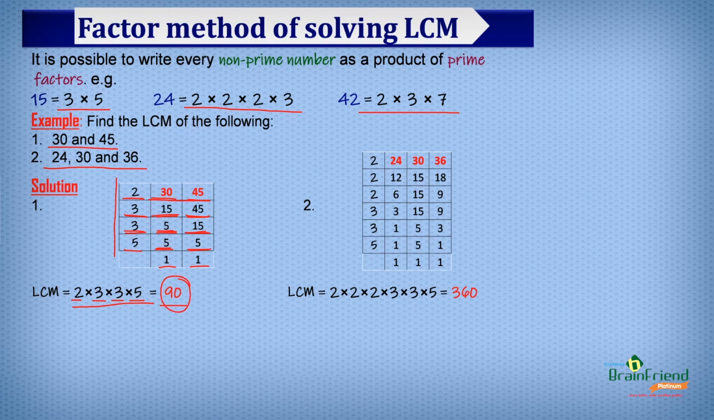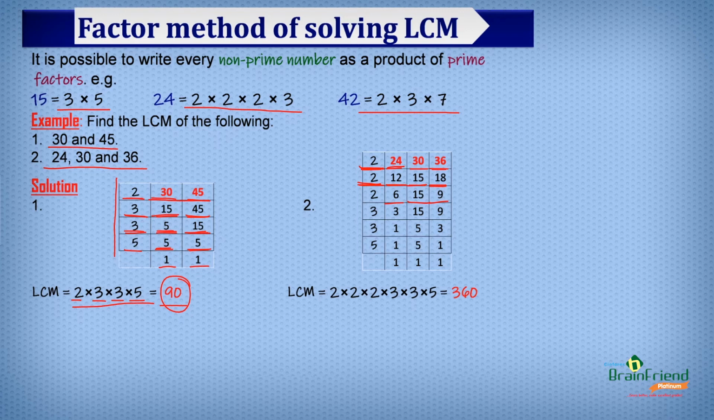Now moving on to a second example where we have three numbers, 24, 30, and 36. As usual, we start with the smallest number, 2. 2 into 24 gives us 12. 2 into 30 gives us 15. And 2 into 36 gives us 18. You realize that 2 can still go into some of the numbers. So we go again with 2. 2 into 12 gives us 6. 2 into 15 cannot go, so we bring down our 15. And 2 into 18 gives us 9.